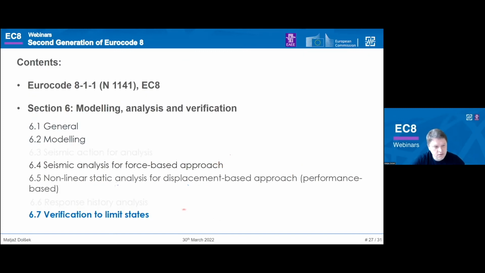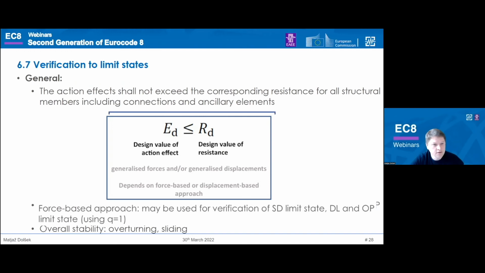Okay, now if I go quickly to the verification of limit states, the rule for the verification is the same. So action effects should be less than or equal to the resistance. But how this is checked depends on the type of method, either force-based or pushover-based approach. The force-based approach may be used for the verification of the significant damage limit state, damage limitation, operational limit state, and of course, overall stability should be checked for overturning and sliding, whether you are using the force-based or displacement-based approach.